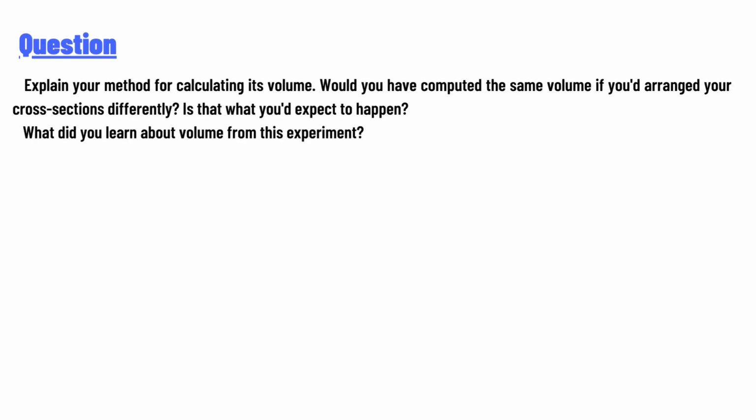Explain your method for calculating its volume. Would you have computed the same volume if you had arranged your cross section differently? Is that what you had expected to happen? What did you learn about volume from this experiment?